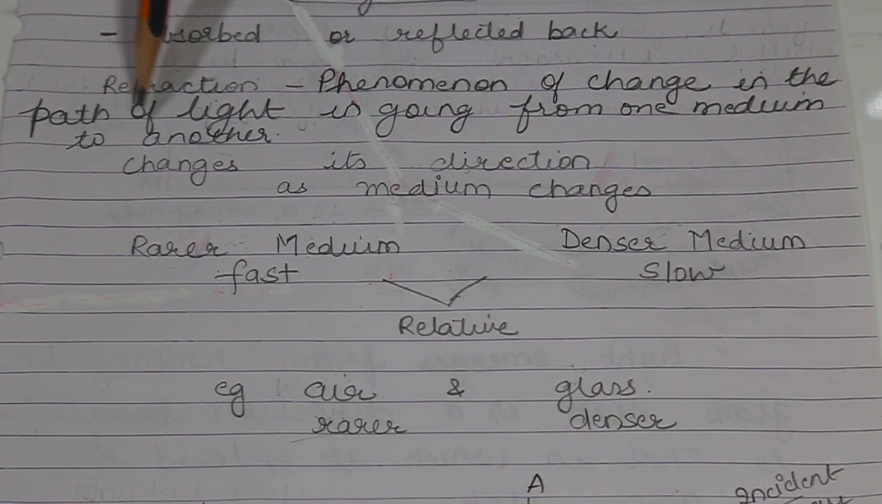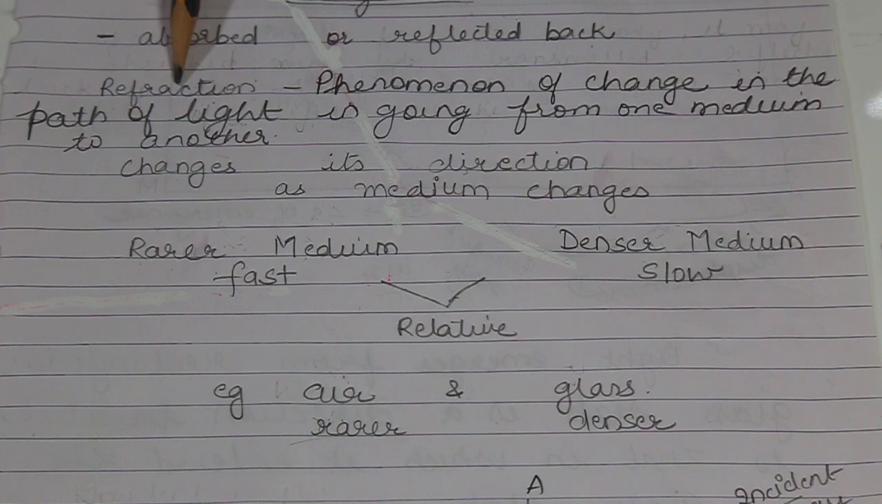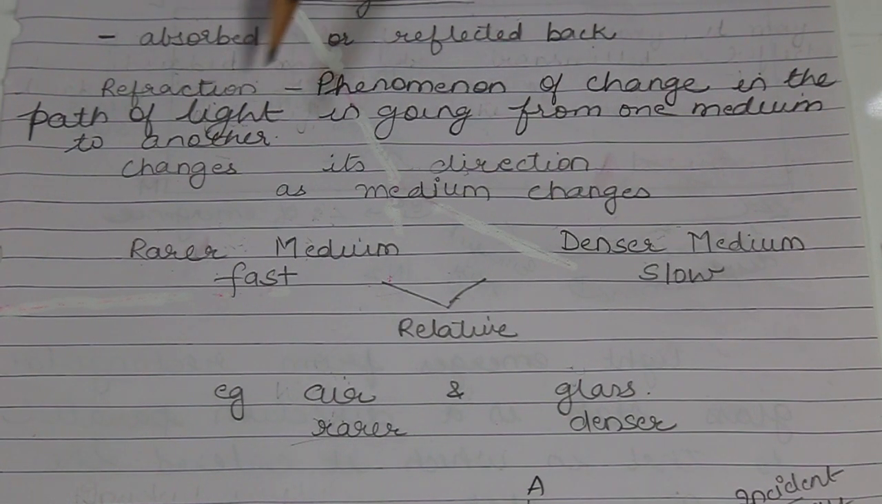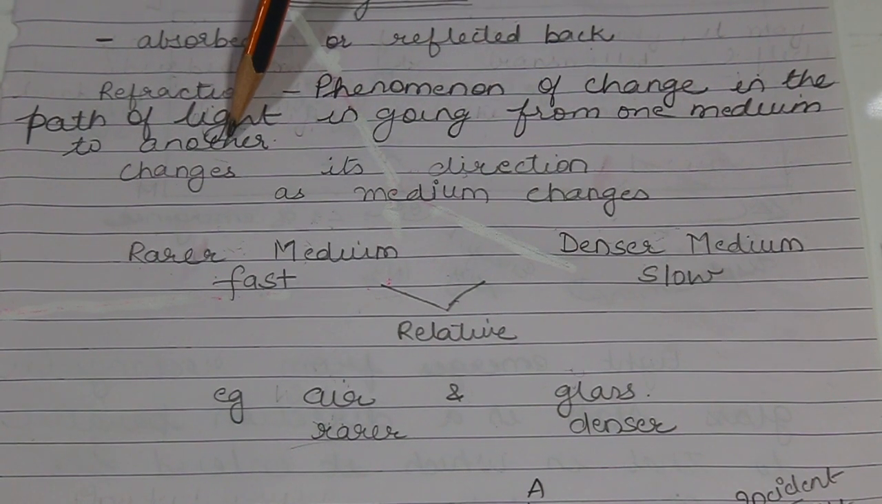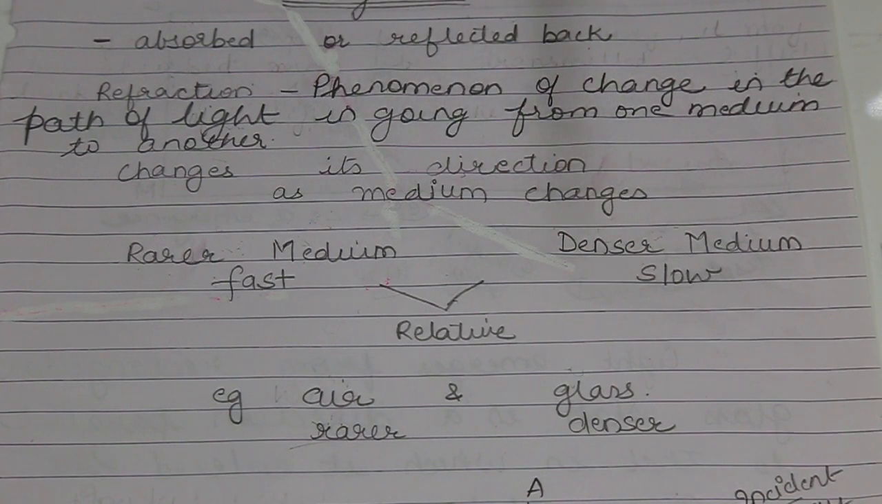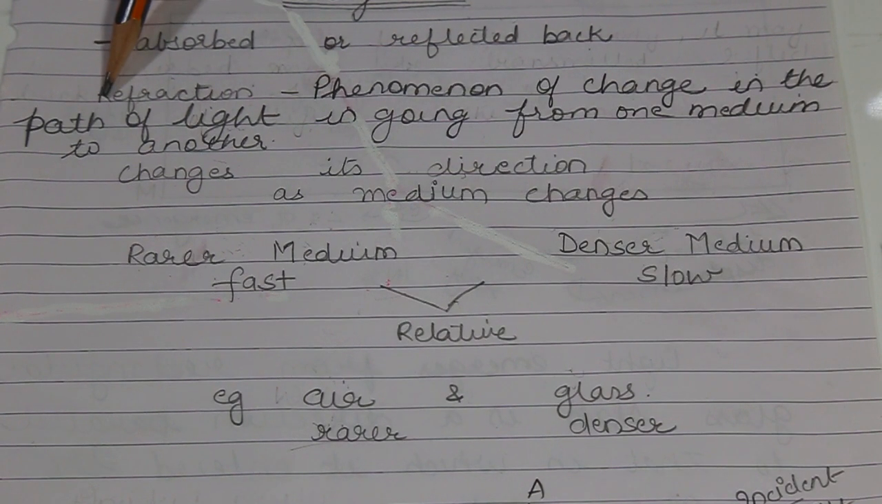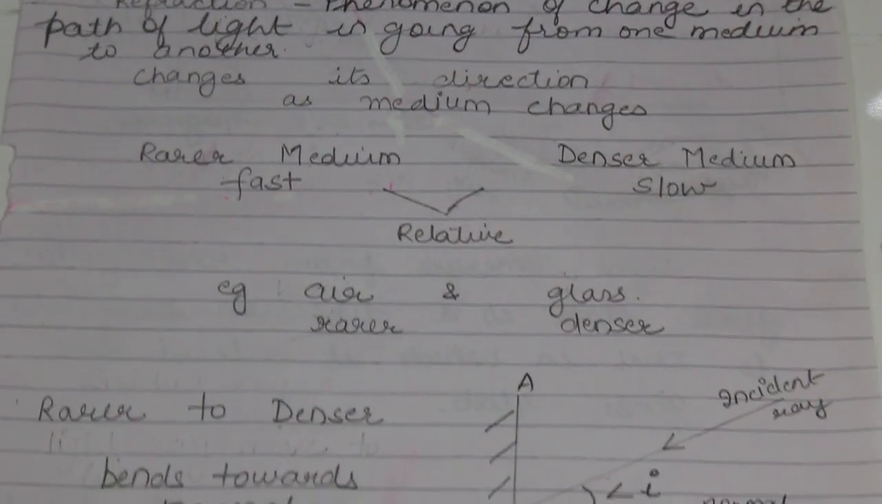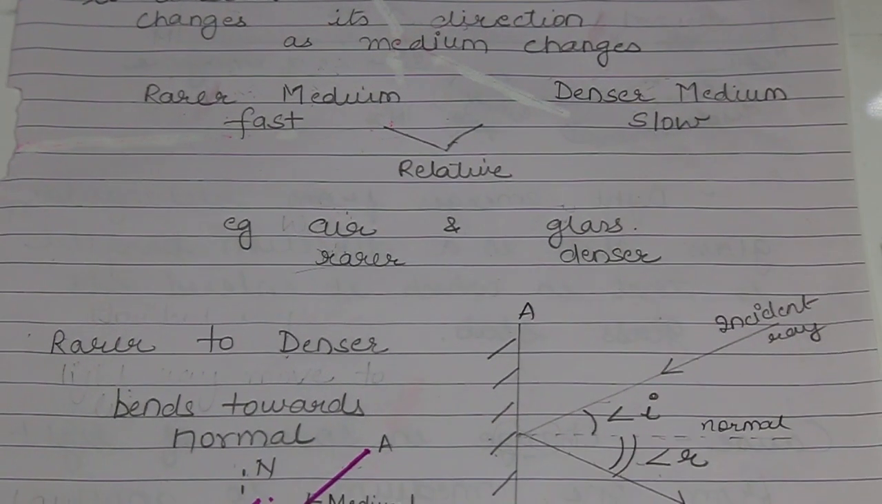This is because of the phenomenon known as refraction of light, in which there is a change in the path of light in going from one medium to another. In case of the partially immersed pencil, one medium is air, the other medium is water. When light is traveling from air to water, its direction or path changes because of the change in medium. Now, why is this happening?